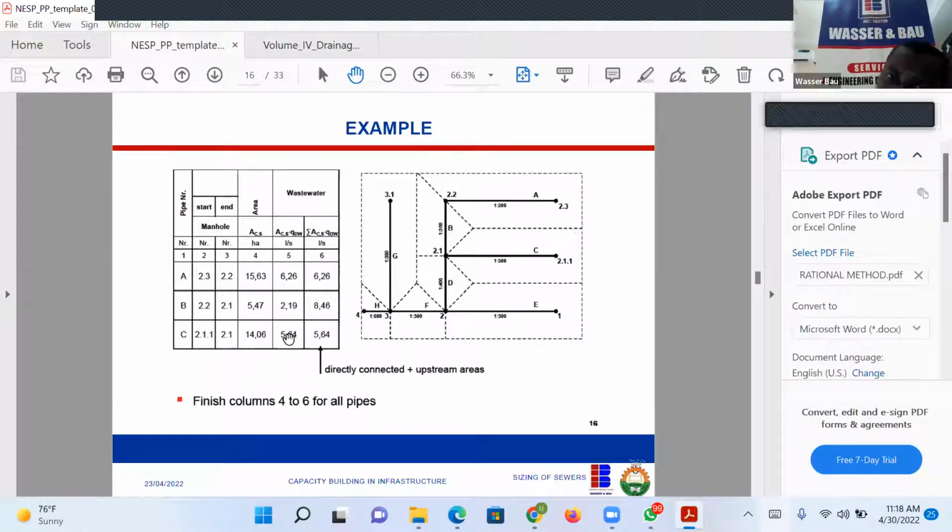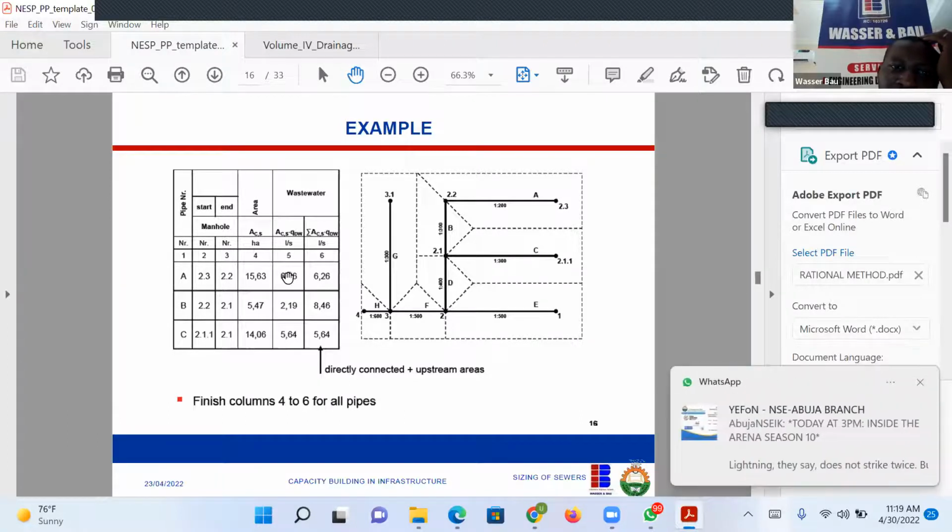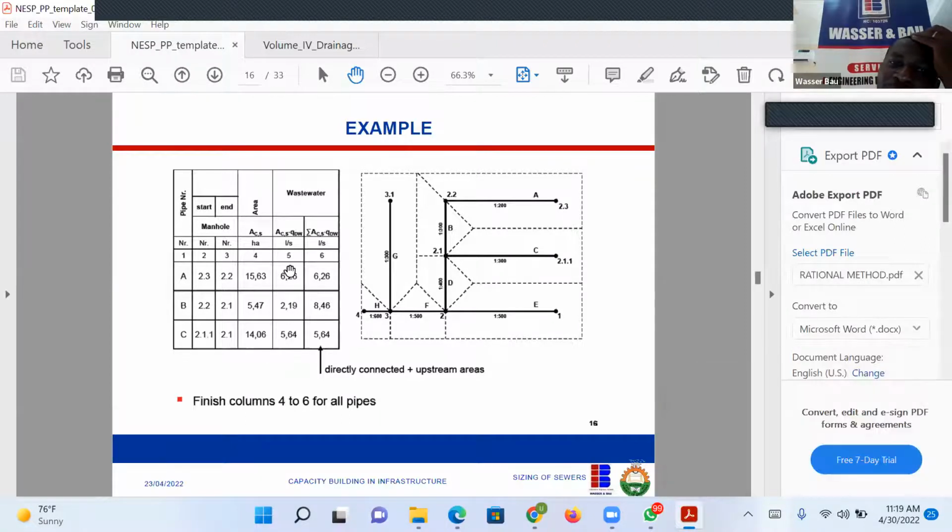Catchment C is the same thing. This summation, this accumulation, is this. Pipe A is conveying a flow of 6.26. Catchment B itself is conveying a flow of 2. Therefore, the accumulated flow at catchment B is now 6.26 plus 2.19. We've done this before, gentlemen and ladies. It's the same thing. It means at point B, the quantity of wastewater flow is now 8.46.